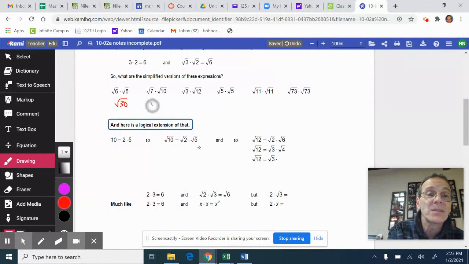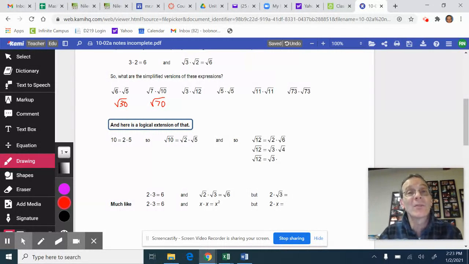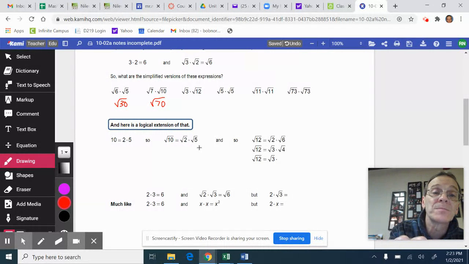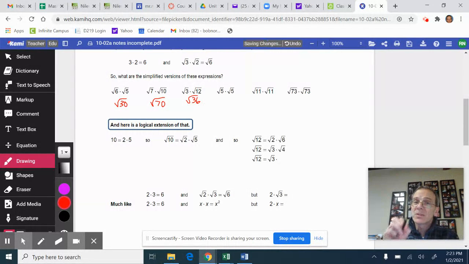7 times 10 is 70. 70 is not a nice number that you can take the square root of and get a nice whole number answer. So that's it. It's as simplified as much as we can. 3 times 12 is 36. But if I asked you to simplify the square root of 3 times the square root of 12, you wouldn't want to stop at the square root of 36. I mean, that is simplified, but it's not completely simplified, because what is the square root of 36? Come on, you know, a whole number times itself.